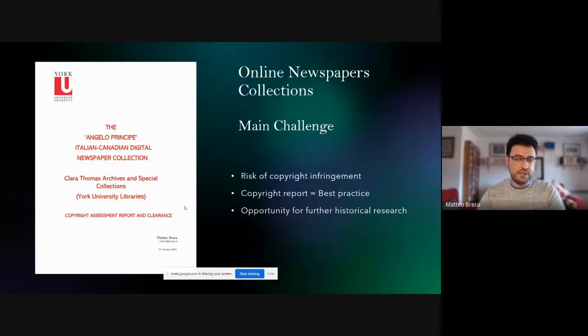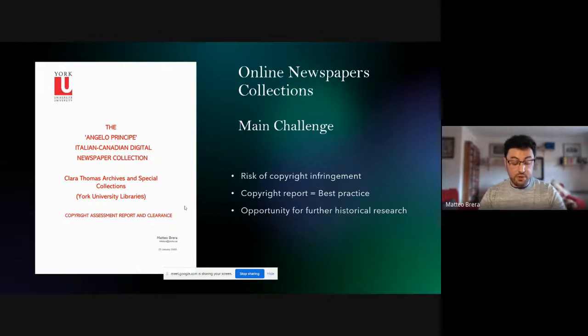This is the first page, the cover of the one I've prepared for the collection, which is available if someone wants to get bored to death on my academia profile, and can be downloaded. As I said, it's best practice because there are many different legislations that you need to take into account when doing this type of work.